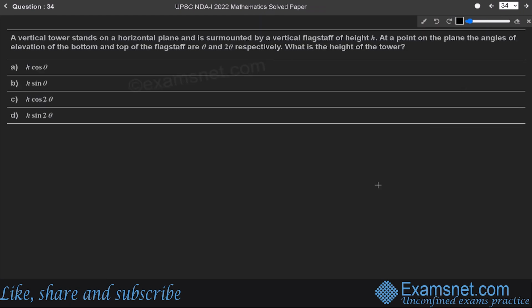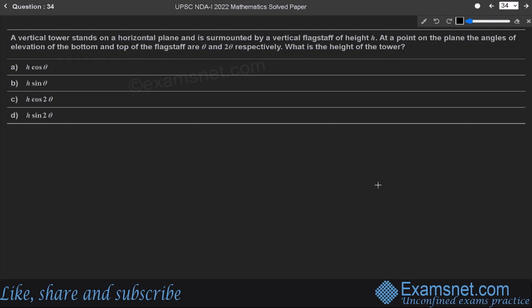Next question is: a vertical tower stands on a horizontal plane and is surmounted by a vertical flagstaff of height h. At a point on the plane, the angles of elevation of the bottom and top of the flagstaff are theta and 2 theta. What is the height of the tower?